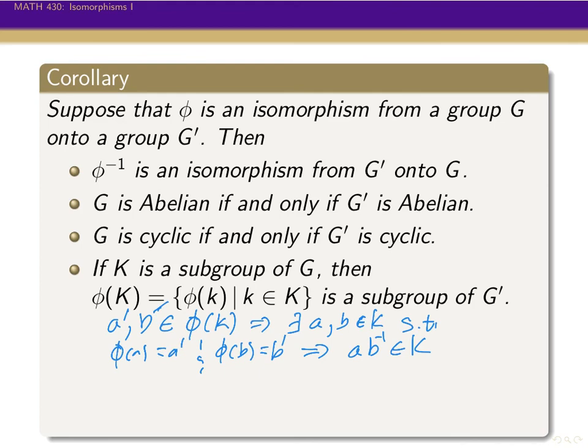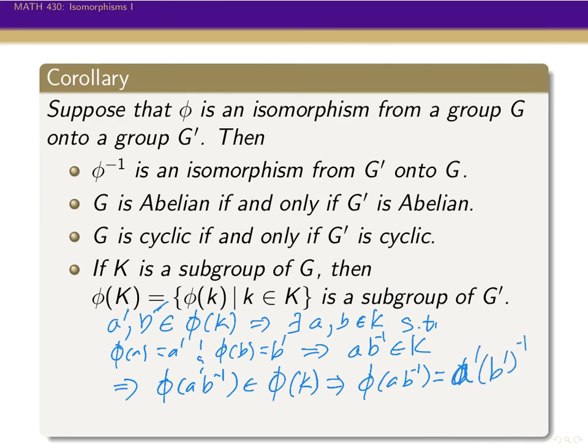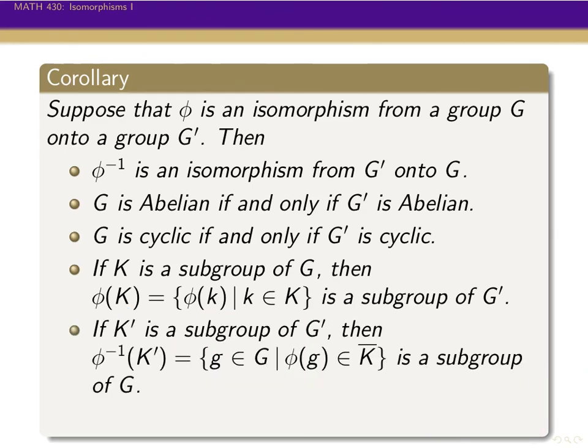And so this means that phi of A B inverse is in phi of K, and this is equal to phi of A times phi of B inverse, by using the properties of isomorphisms. This is equal to A prime times B prime inverse, right? Because phi of A is equal to A prime, phi of B is equal to B prime, and so phi of B inverse is equal to B prime inverse. Okay, so that's the one-step subgroup test, finishing that off for us.